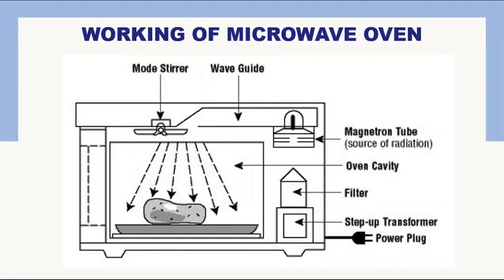So this is the working of a microwave oven. As you can see, there is a magnetron tube which generates the radiation, and the mode stirrer is the system which defines what mode the microwave oven will work in. So the changes in the mode stirrer are responsible for the different modes.